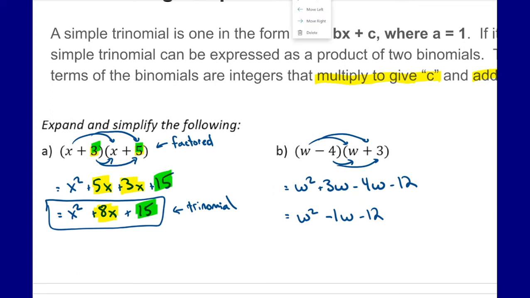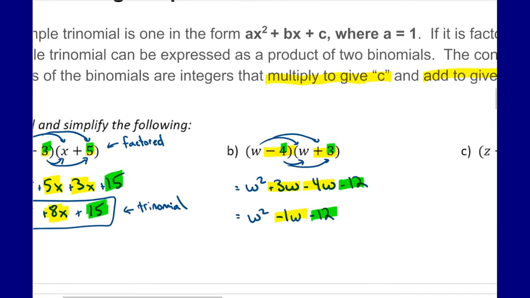So again, hopefully you can see the connection. Negative 1w is the sum of positive 3 and minus 4, which we get from the two terms in our factored form. The last term, the constant, negative 12, is the product of negative 4 times 3, or the two terms. So again, seeing that connection between the trinomial and the factored form.